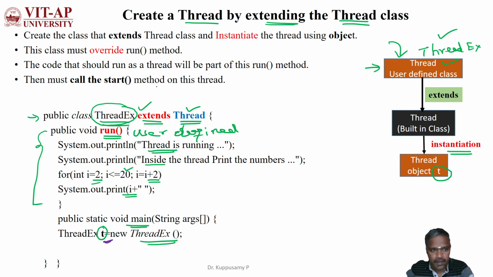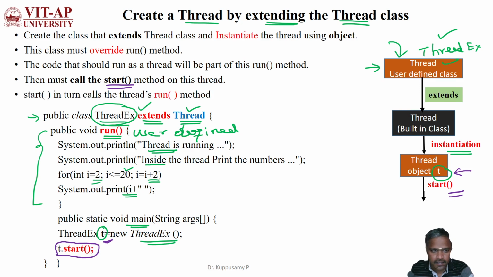Then now I am going to start the thread by invoking the start method. So I'm invoking the start method for this created thread t. Once it is done, automatically the run method will be initiated to execute. So this will transfer the control to execute the run method.